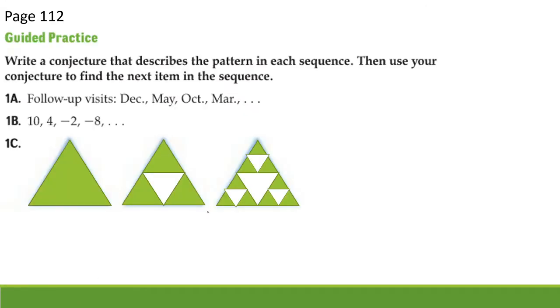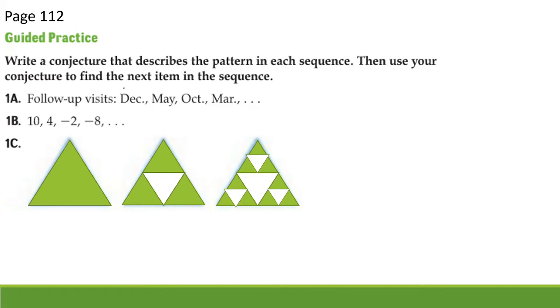So if we look at some of the examples here, let's see if we can use this inductive reasoning to reach a conjecture again. So we have December, May, October, March as the follow-up visits for this person. So December, May, October, March, well, it looks like it's happening every 5 months.